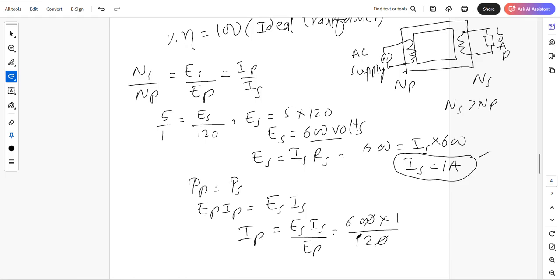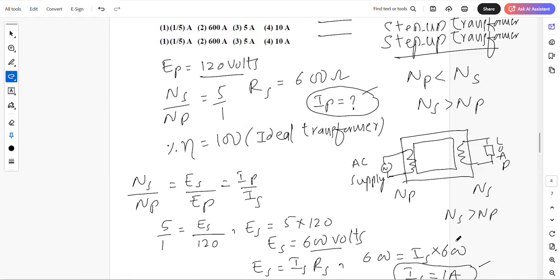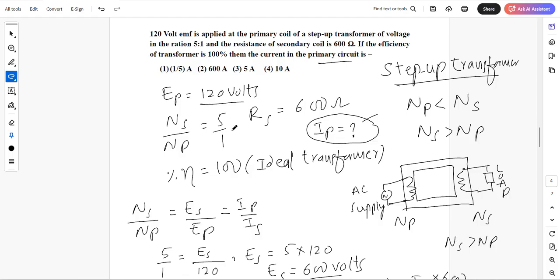So 0, 0 gets cancelled. 5 times is equal to 5 amperes. Okay, this is a very interesting problem. Concentrate on this one. It is based on two formulae. That is, 5 amperes is the right answer.